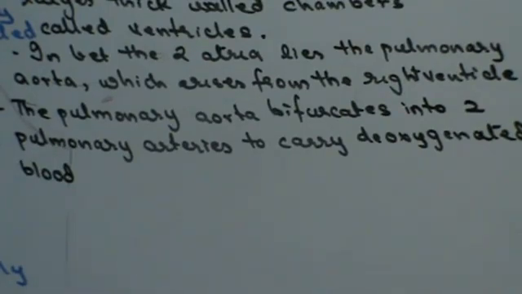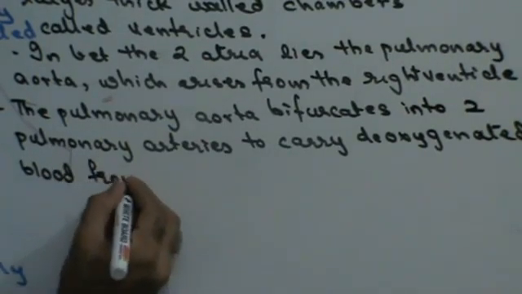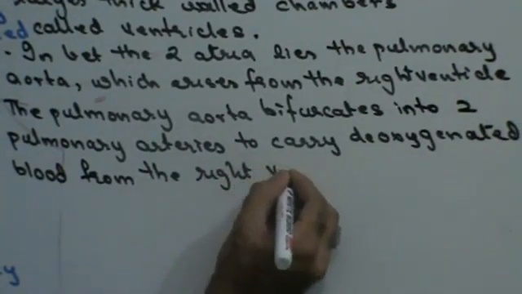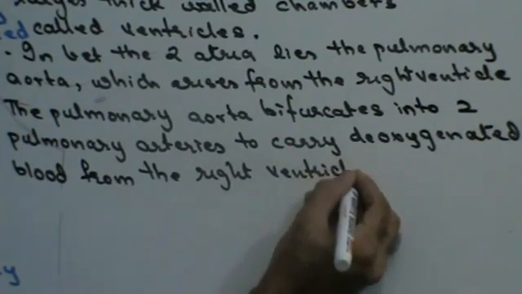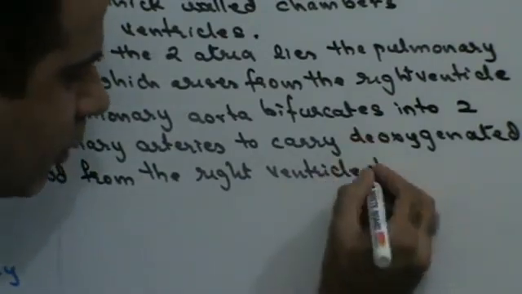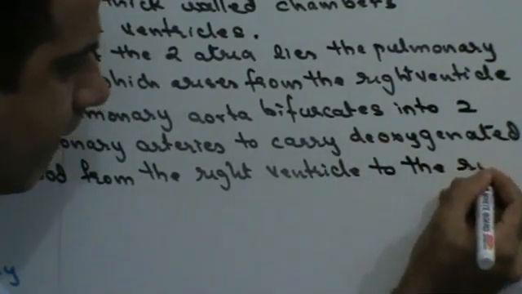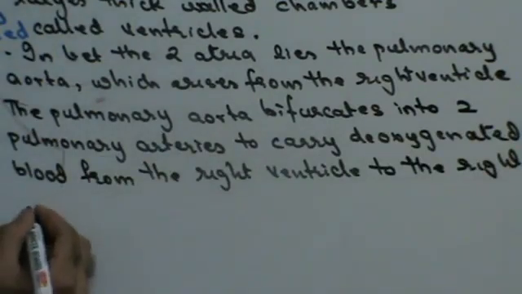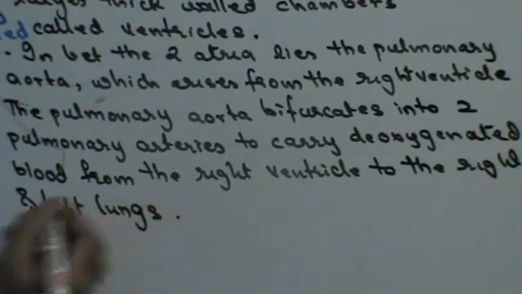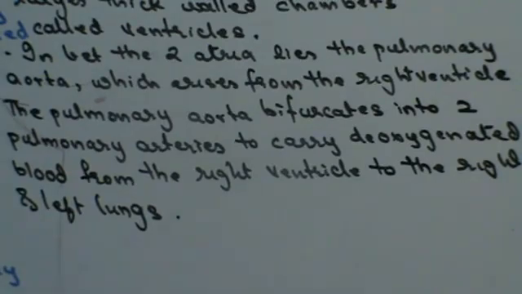From the right ventricle to the right and the left lungs. Fine, do we get this in here? Next, from the left ventricle arises the aorta.